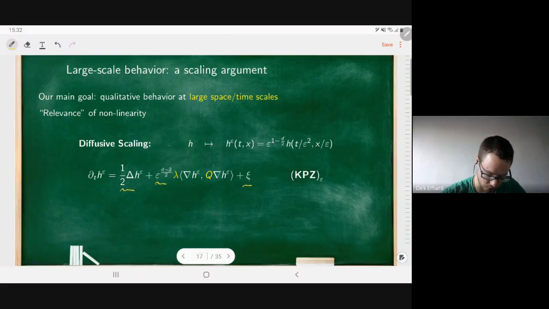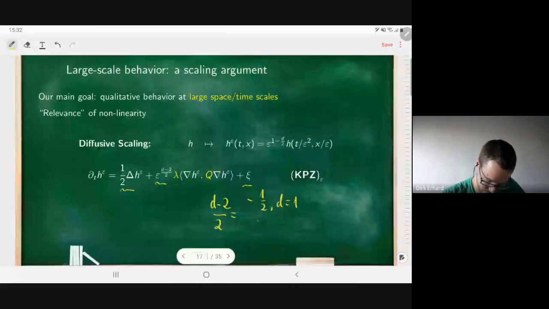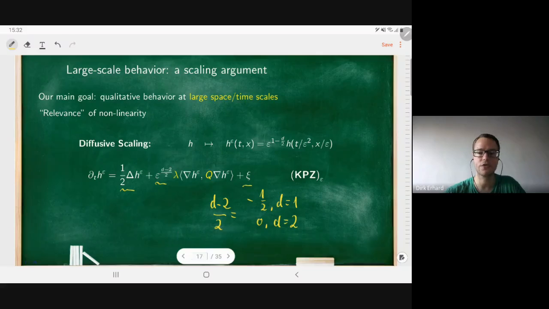Now the first thing you can do is, how does this factor behave? So you try to work out this exponent, d minus 2 over 2. For d equal to 1, you get minus 1/2, right? For d equal to 2, you get 0. And if d is 3 or higher, this power is positive.